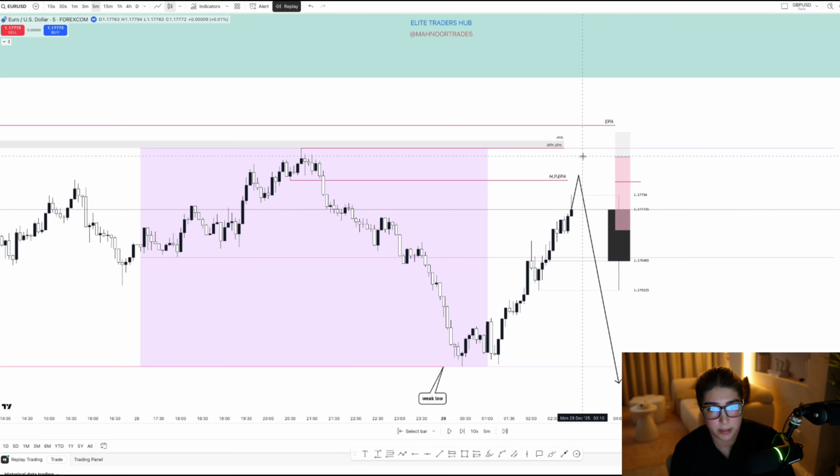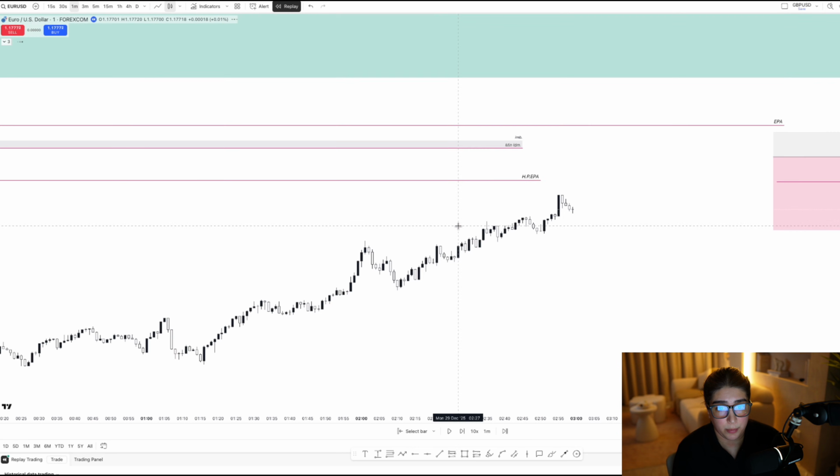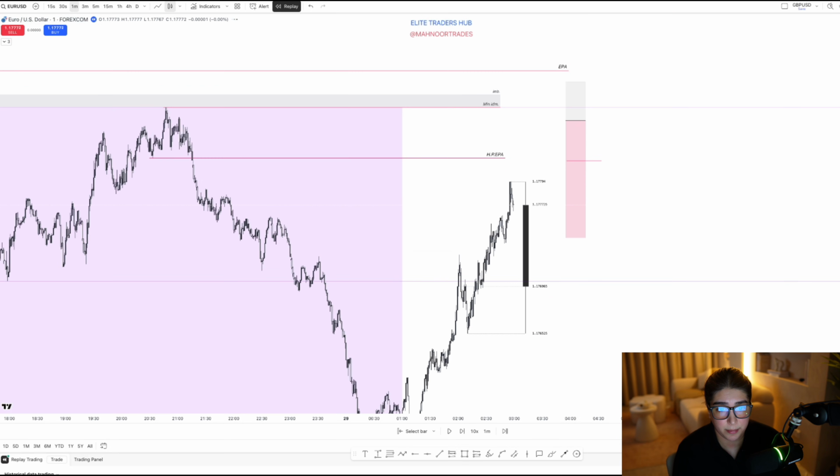So I'm going to quickly remove this just to keep the chart a bit clean. Now what we're going to do is drop to M1 and play the price a bit.